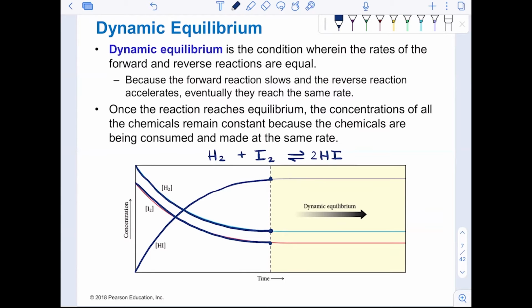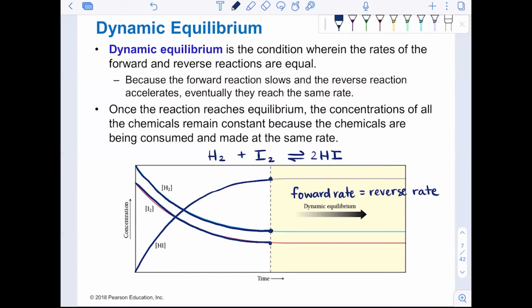Now, once that reaction reaches an equilibrium, the concentrations of all the chemicals remain constant because the chemicals are being consumed and made at the same exact rate. The dynamic equilibrium is established only when the rate of the forward is equal to the reverse rate. All right.